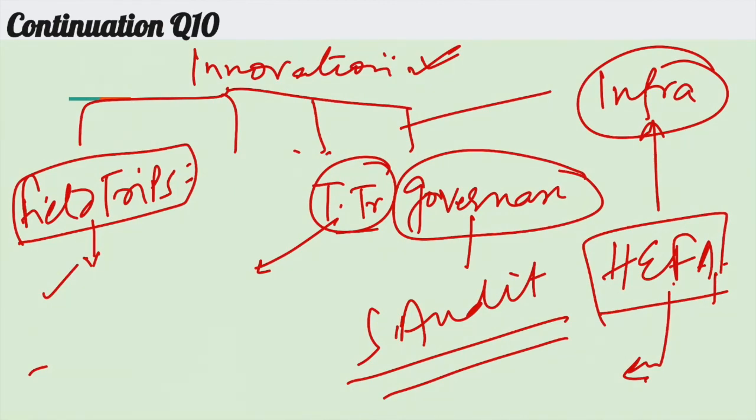So in the innovation also, I have divided my answer: leveraging technology, teacher training, governance, infrastructure, pedagogy. 5 points, and under that I have given 2 examples in each point. Now I can easily secure, or I can easily fetch at least 5.5 marks out of 10. Understood? So I hope that you are understanding how to tackle the question on the governance.